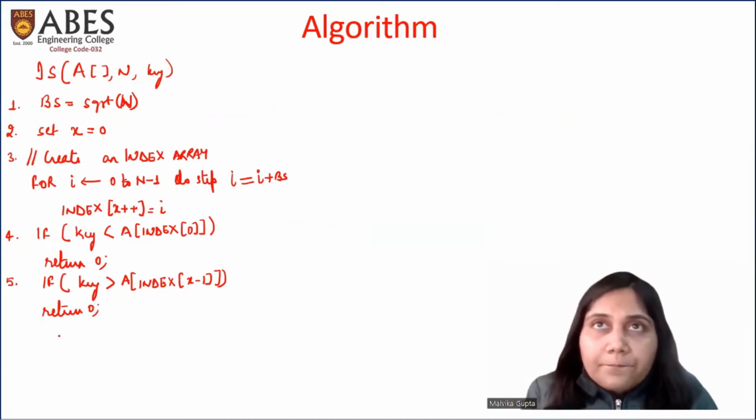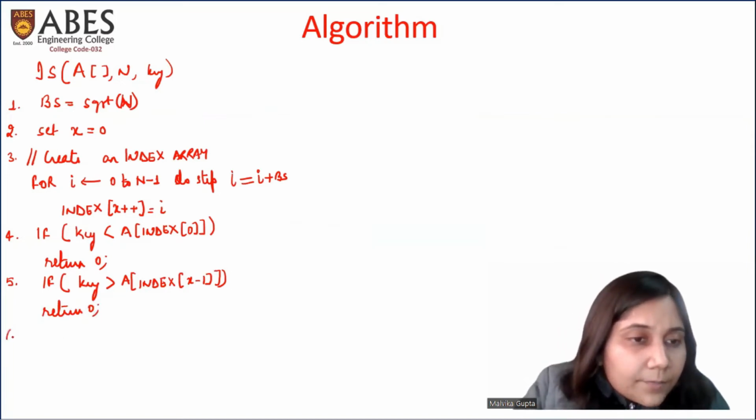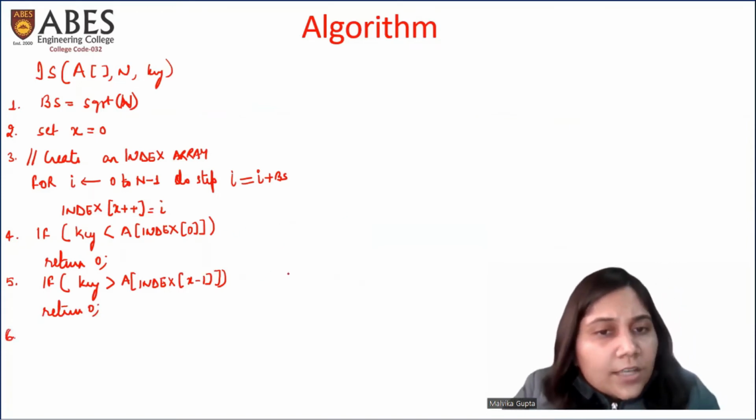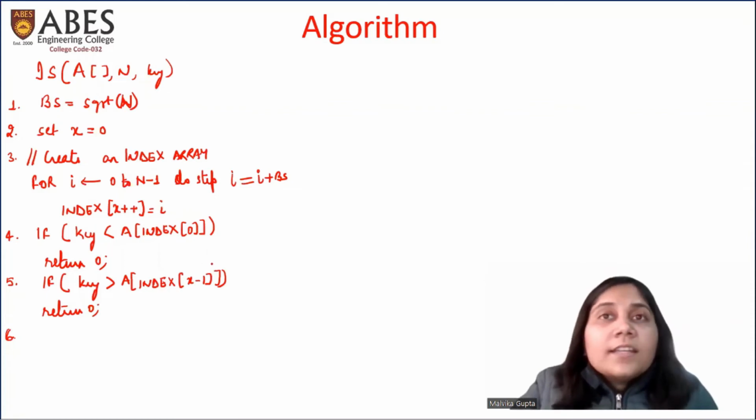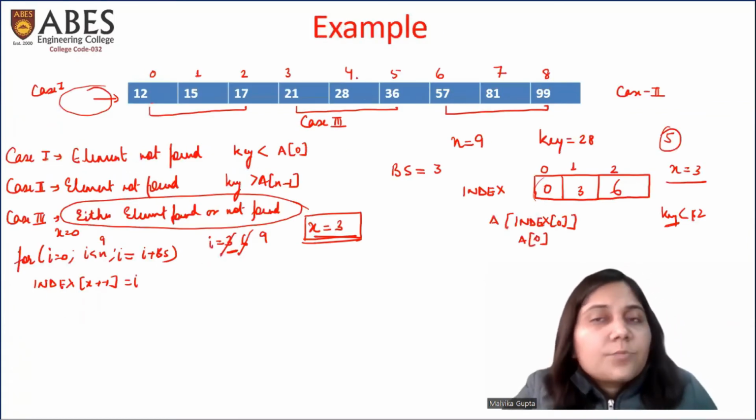I hope it is clear, right? Now the 6th step. Now it has been created. Case 1 we have discussed, case 2 we have discussed. Now it's the time for case number 3: if my element is present in this particular array.